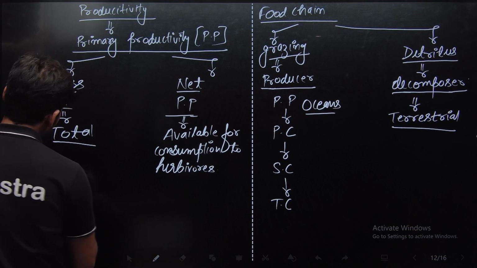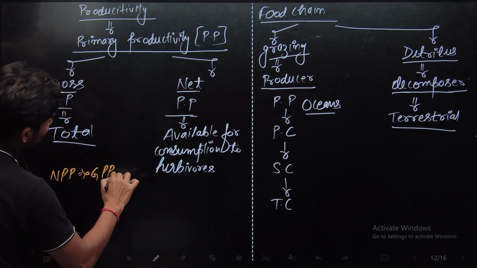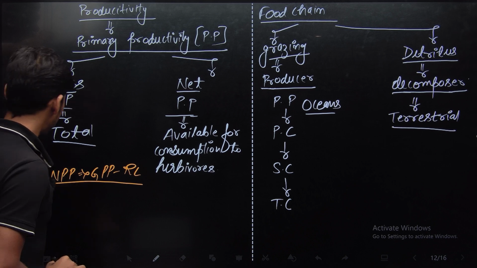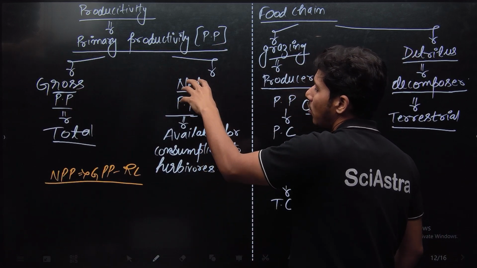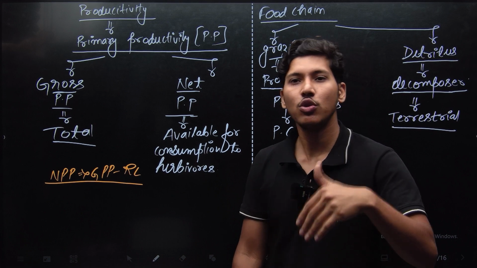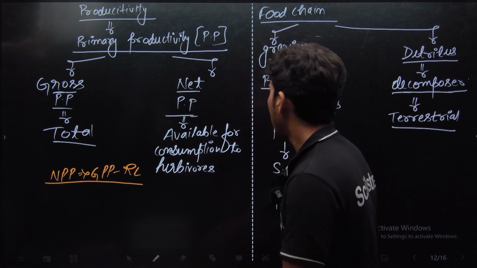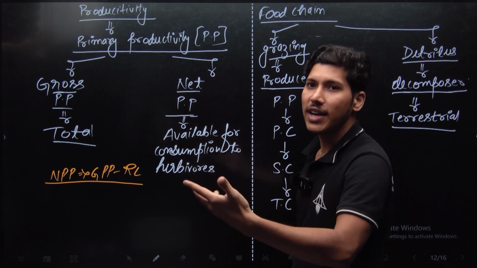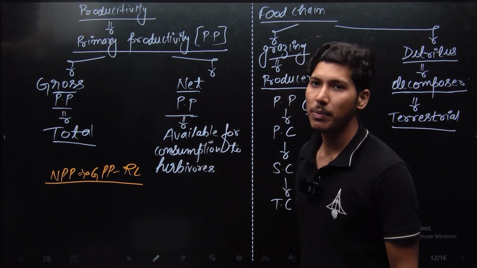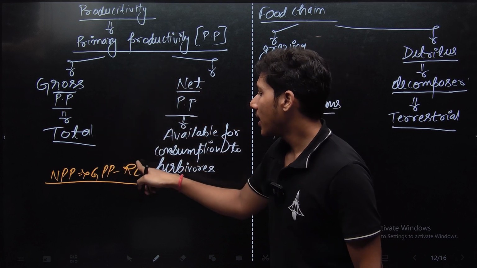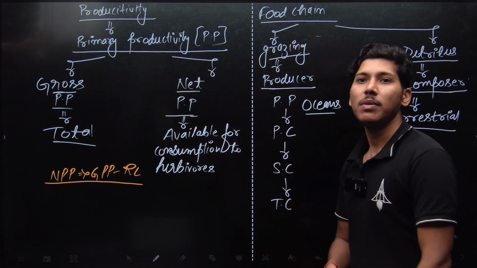So basically net primary productivity is equal to gross primary productivity minus respiratory loss. This net primary productivity is the biomass which is available for consumption to herbivores, because herbivores eat what? They eat plants. They will eat plant biomass, and the biomass which is available to herbivores is actually the net primary productivity, because the rest has been used by plants themselves in respiratory processes.